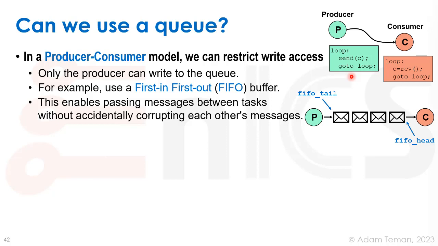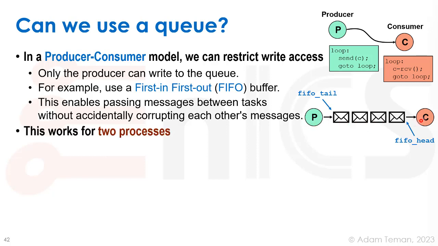So for example, we could use a first in, first out buffer, a FIFO. The FIFO has the tail pointer over here, which tells the producer where to write to, and it has the head pointer over here that tells the consumer where to read from. That really enables us to pass messages between the producer and consumer where we don't have the problem that one of them is going to overwrite what the other does, or all kinds of other things that we'll be seeing soon that can corrupt each other's messages.